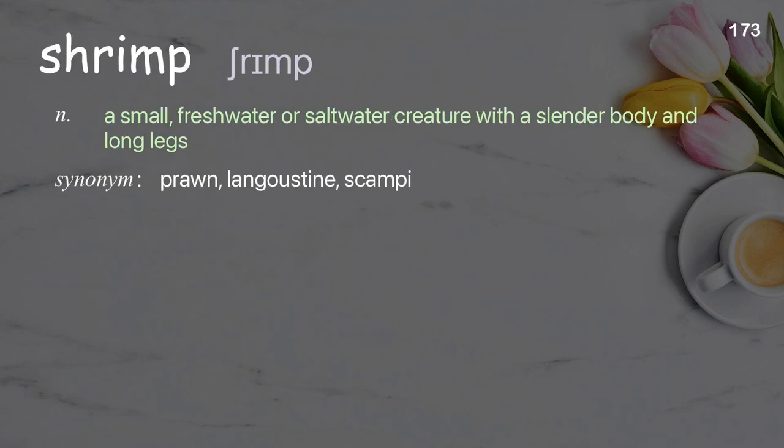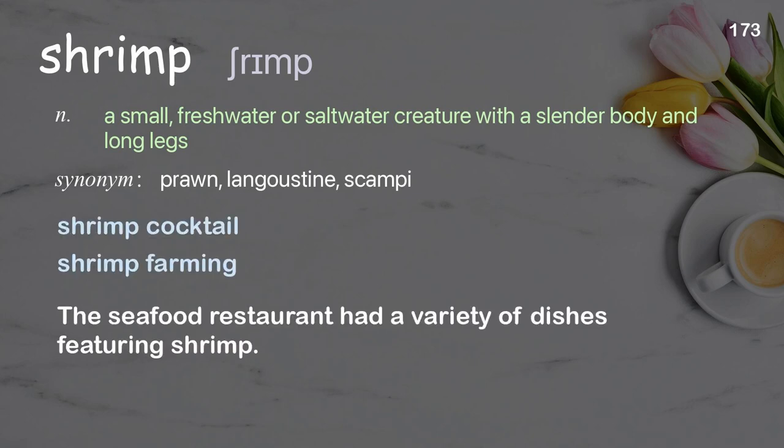Shrimp: a small, freshwater or saltwater creature with a slender body and long legs. Examples: shrimp cocktail, shrimp farming. The seafood restaurant had a variety of dishes featuring shrimp.